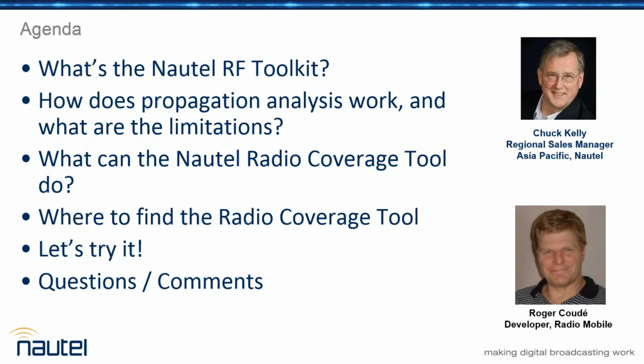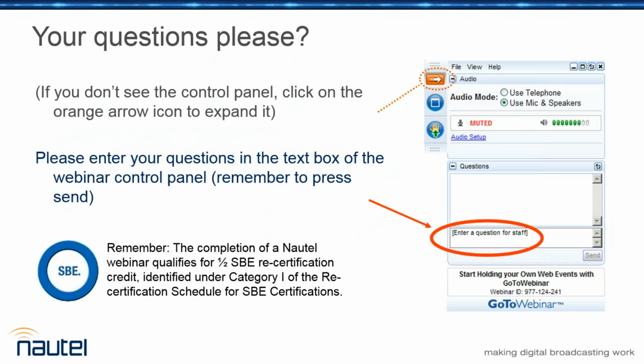So we're going to talk today about the RF toolkit. We're going to talk about how propagation analysis works and what the limitations are, and what the Nautel radio coverage tool can do, where to find it. Then we're going to spend most of the webinar walking through the various steps that are necessary to run the RF toolkit in all of its functions, and then we'll have the opportunity to take your questions.